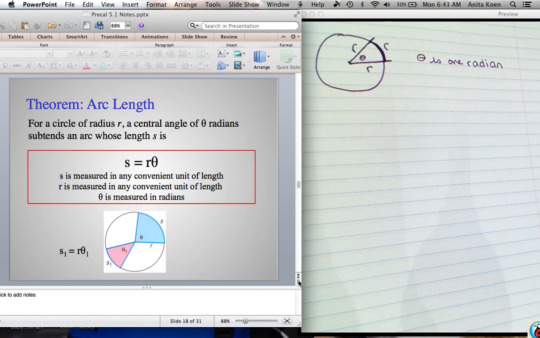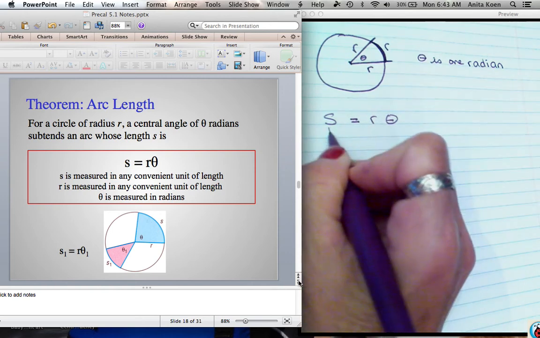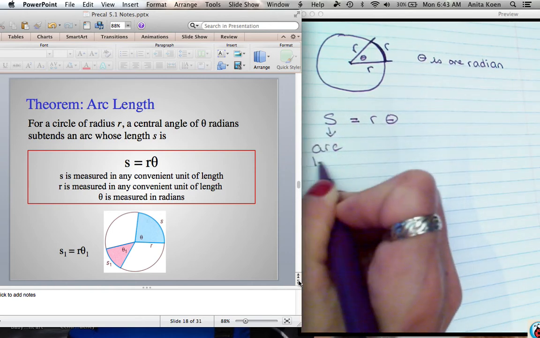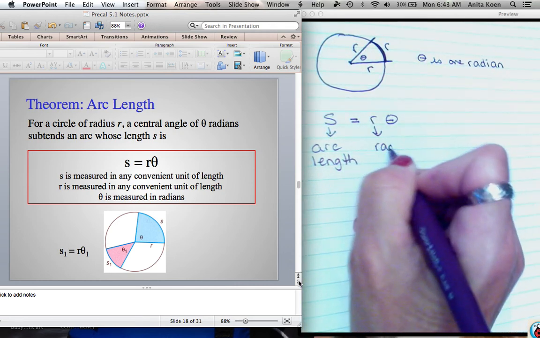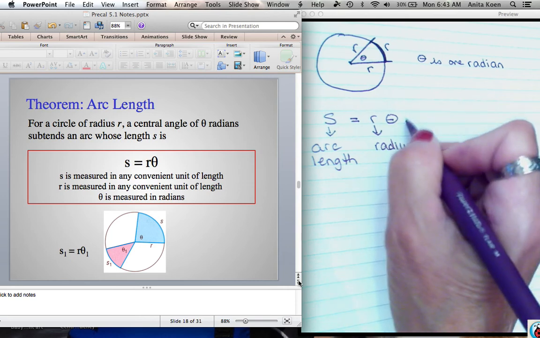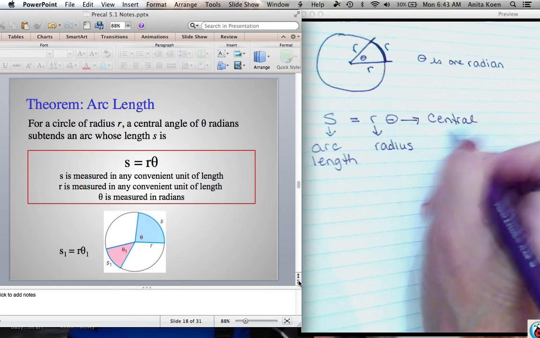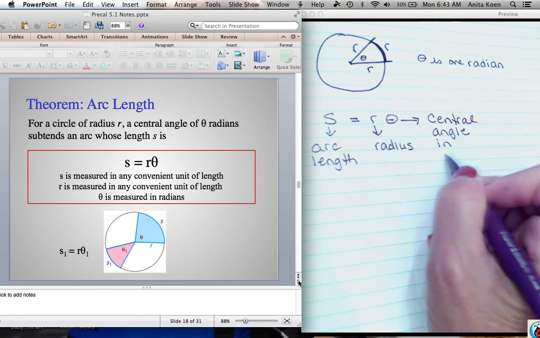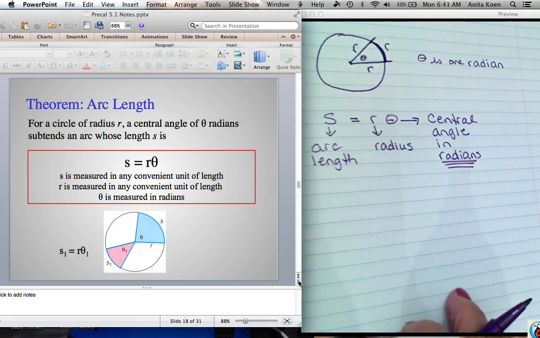So this is saying S equals R theta, where S is the arc length, R is the radius of the circle, and theta is my central angle, in radians. This must be in radians. So if it's not in radians, then you can't work with this until you change it to radians. And we are going to talk about how to do that.